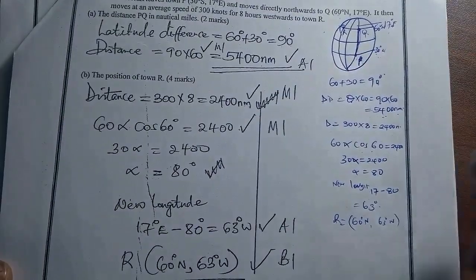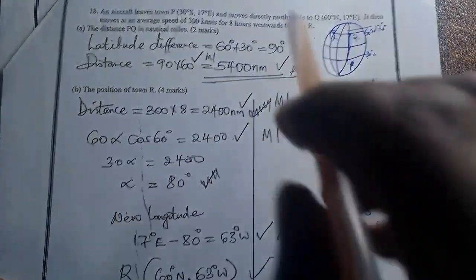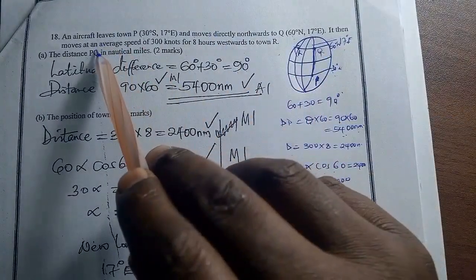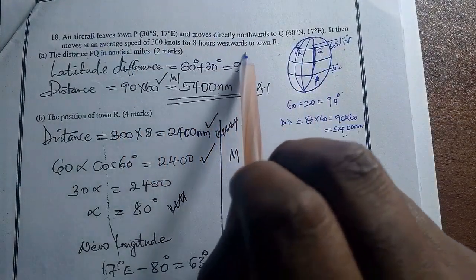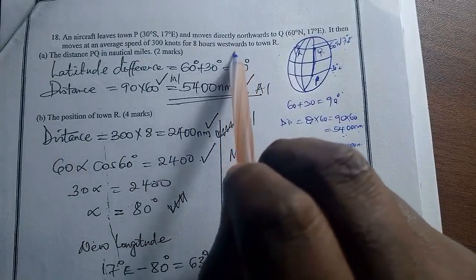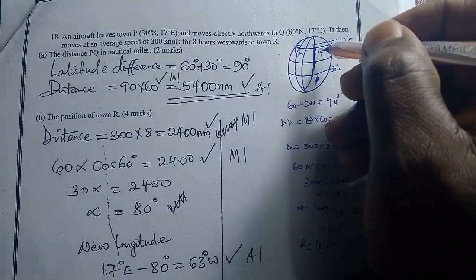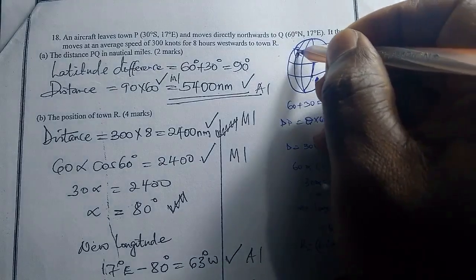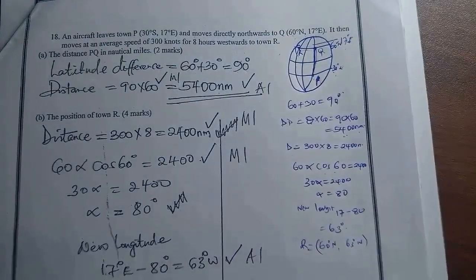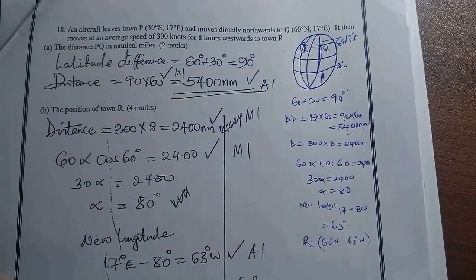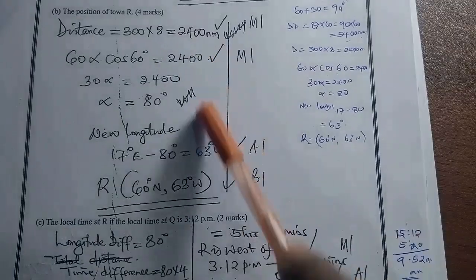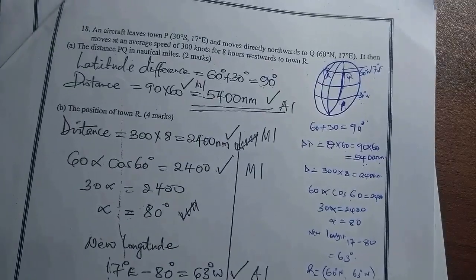The position of R. Now, when you read here, it then moved at an average speed for some hours westwards to R. So after reaching Q, it went to R. It is important that you sketch. You sketch and try. Can you try this one? And in case you have any problem, you can always consult.